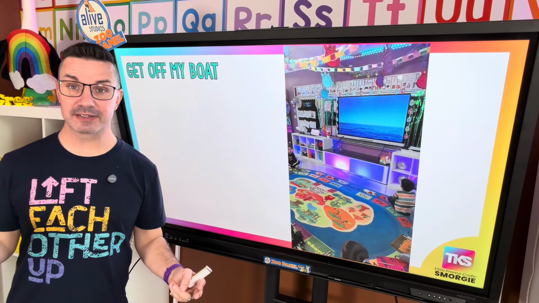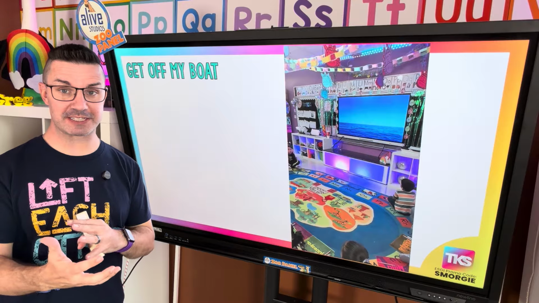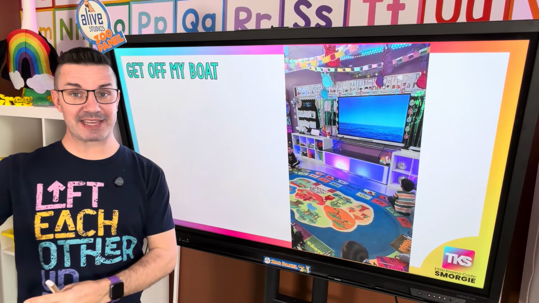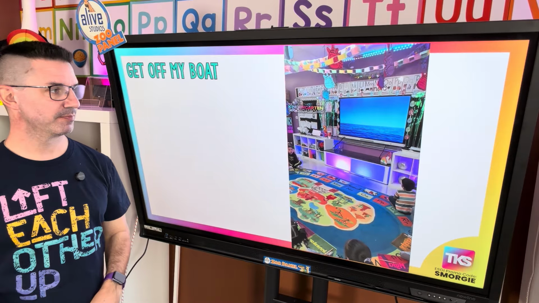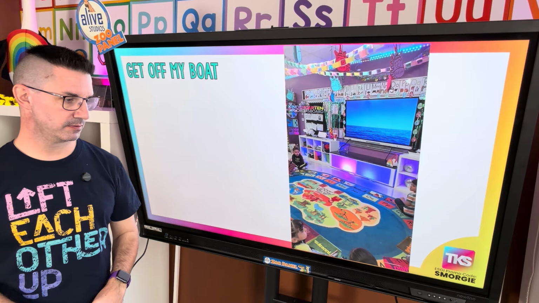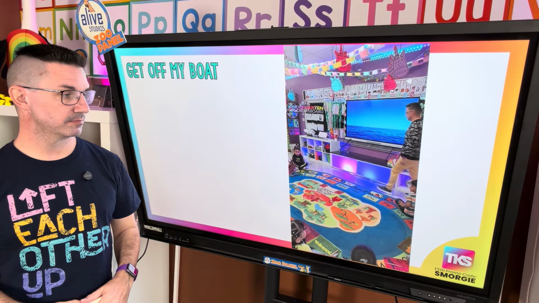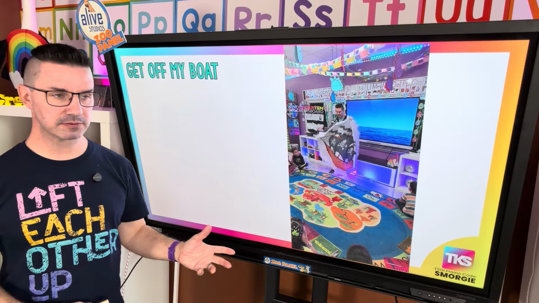We're back to the boat. Get off my boat. So now we're going to reverse it. We did get on my boat, now we're going to get off my boat. So the kids are going to get on the boat, and then I'm kicking some kids off the boat. How do we subtract? By taking away. There's our boat.